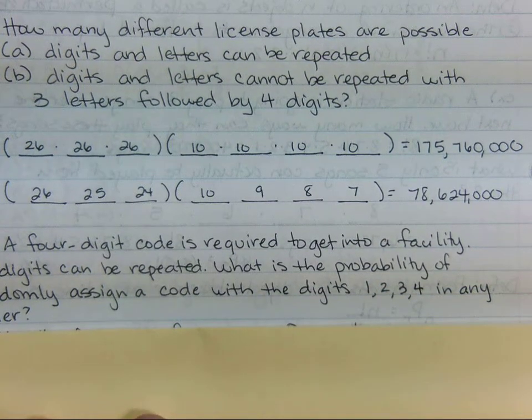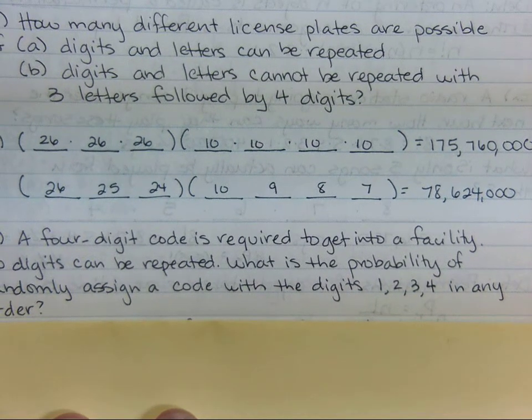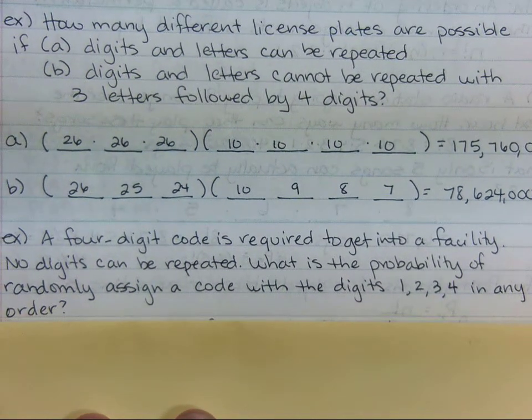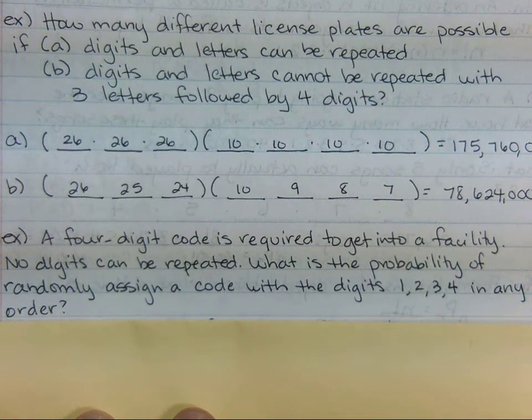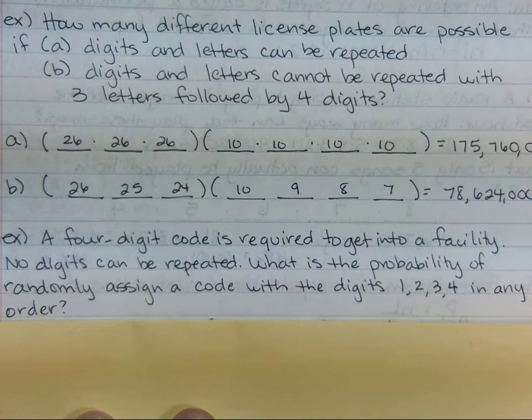Now, let's say that a 4-digit code is required to get into a facility. No digits can be repeated. I want to know what is the probability of a randomly assigned code with the digits 1, 2, 3, 4, and I do not care about the order. Well, now we're talking about probability. And so the probability of this particular event happening, we can call that event A.